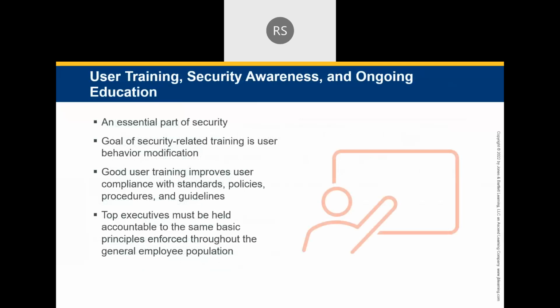Now, user training, security awareness, and ongoing education are an important part of an organization's security strategy. The primary goal of security related training is to modify the user's behavior. So, by providing education and guidance, organizations then can aim to improve user compliance with security standards, policies, procedures, and guidelines.